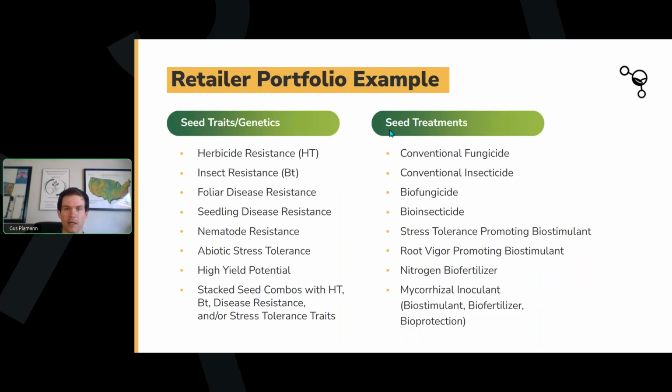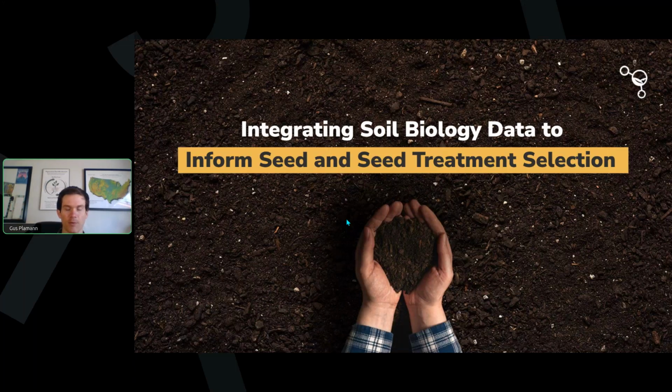And then you layer in seed treatments over here on the right: biofertilizers that focus on nitrogen cycling, mycorrhizal seed treatments, stress tolerance promoting seed treatments, some of those biological seed treatments, and then of course probably the most prevalent are conventional fungicide and insecticide seed treatments. Obviously, these combinations start to get well into the thousands, and there are factors out there that can help determine some of these decisions and ultimately weed out what we're looking at.